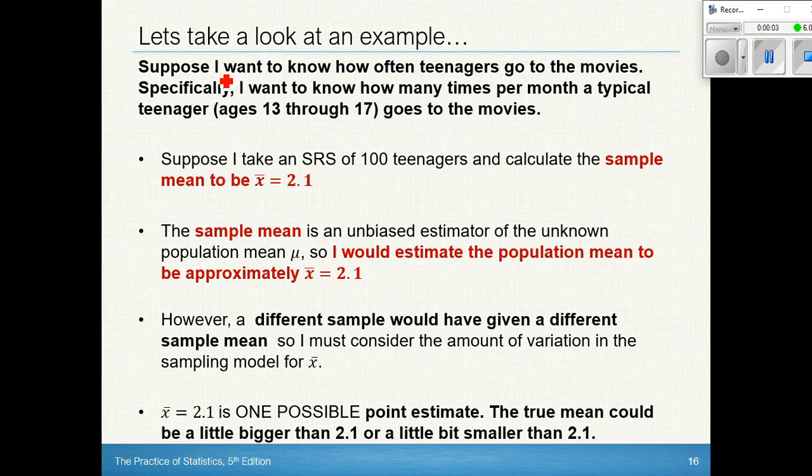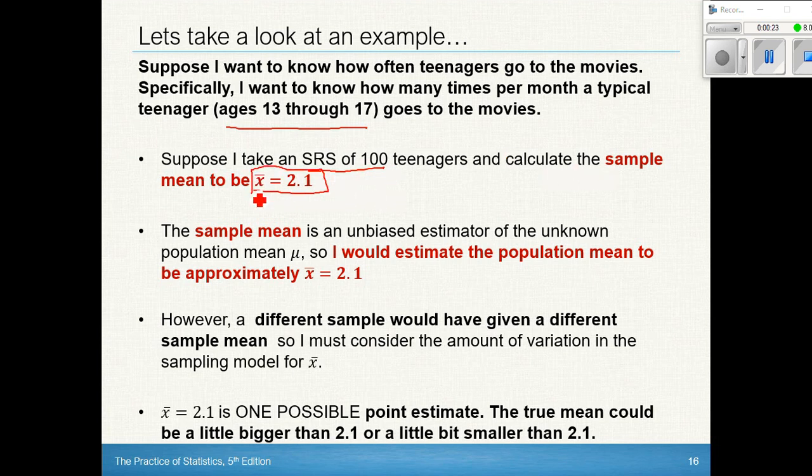All right, so let's take a look at an example. Suppose I want to know how often teenagers go to the movies. Specifically, I want to know how many times per month a typical teenager ages 13 through 17 goes to the movies. Now, suppose I take a simple random sample of 100 teenagers and calculate the sample mean.